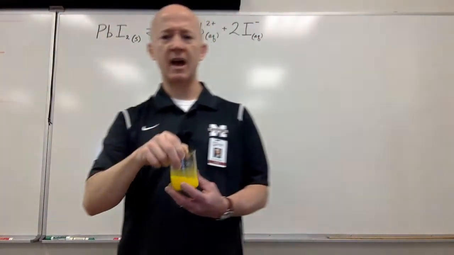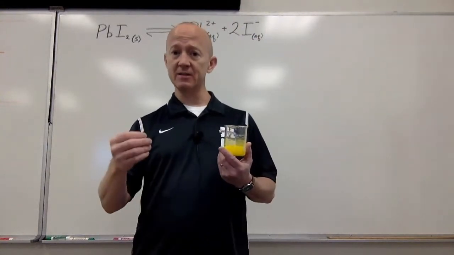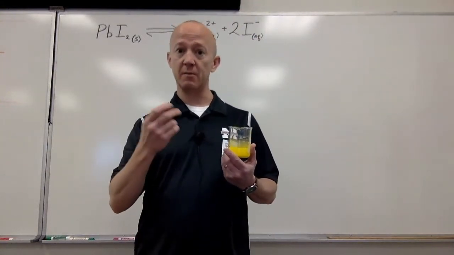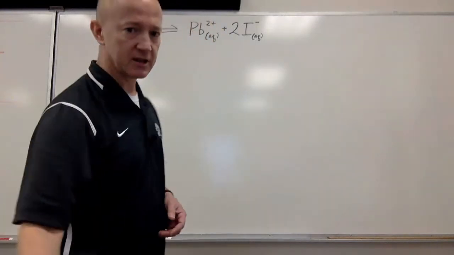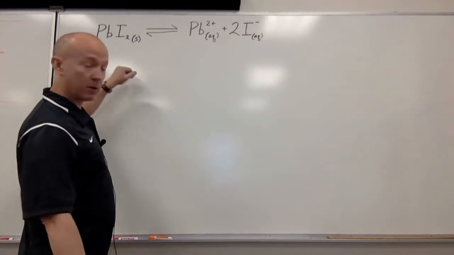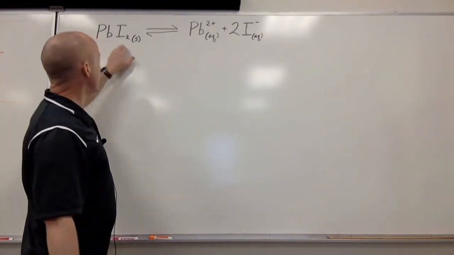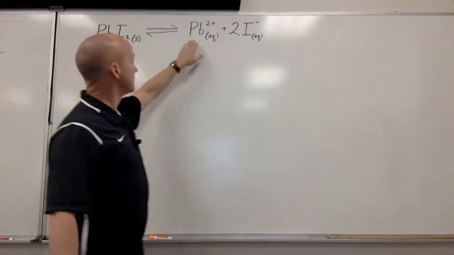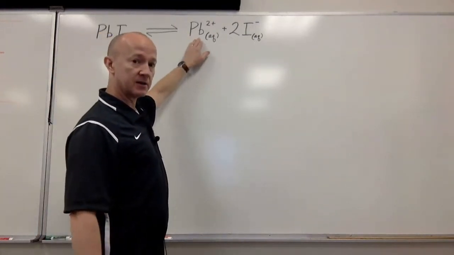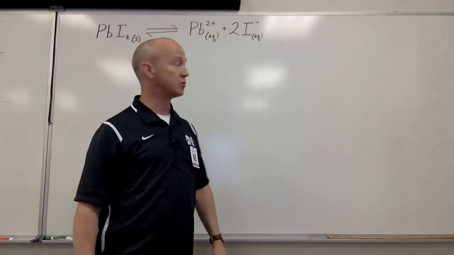So what's happening in this process? Well, some lead iodide is indeed dissolving into that water, but not much. Here's the reaction that's taking place. Lead iodide solid, and by the way, it's lead(II) iodide. Lead has a +2 charge here. Lead(II) iodide solid dissociates to give us ions of lead(II) and 2 iodide ions in solution.